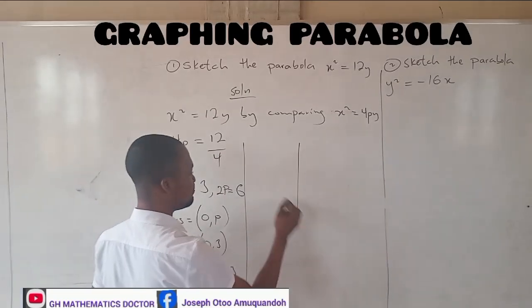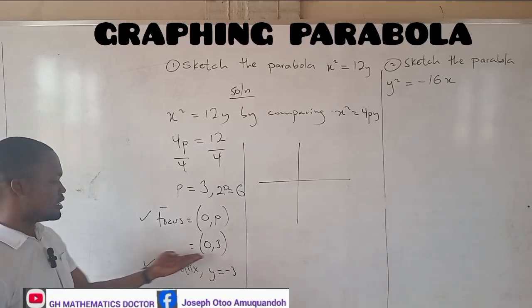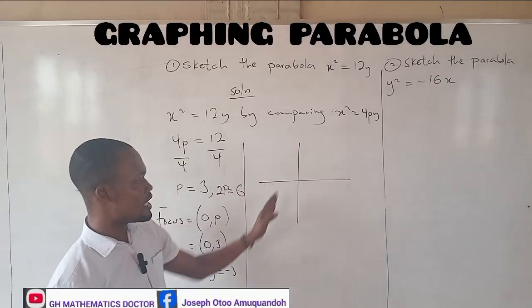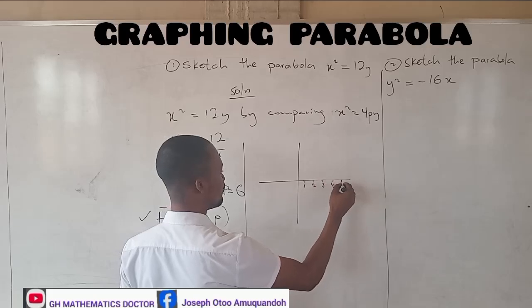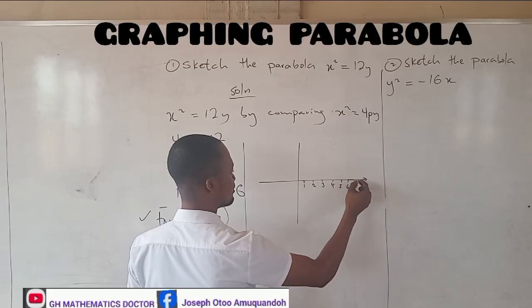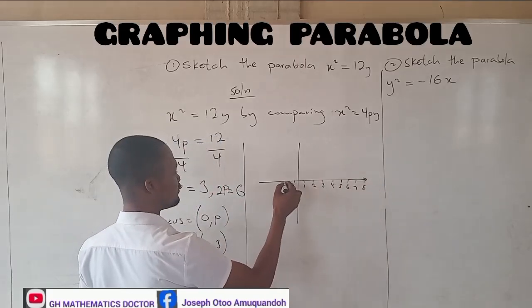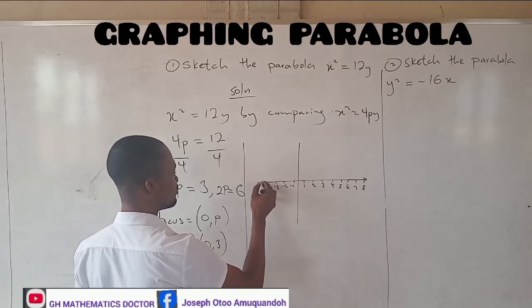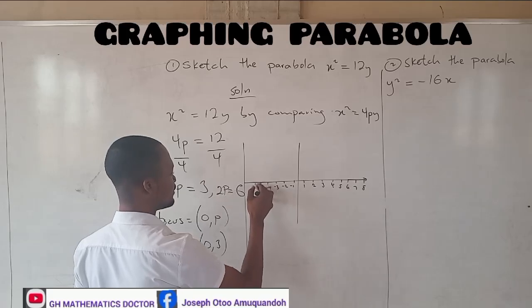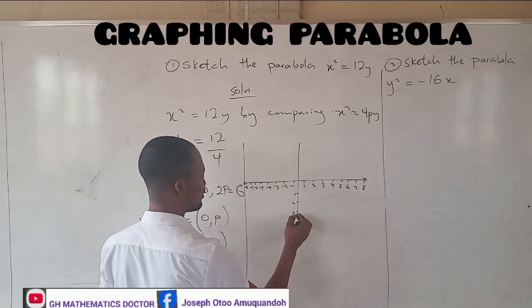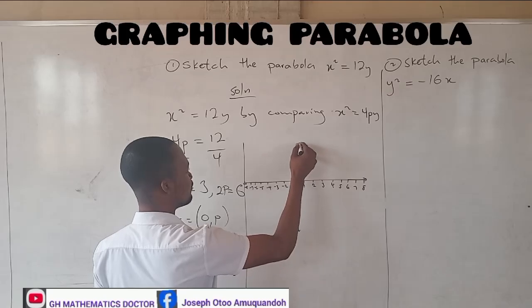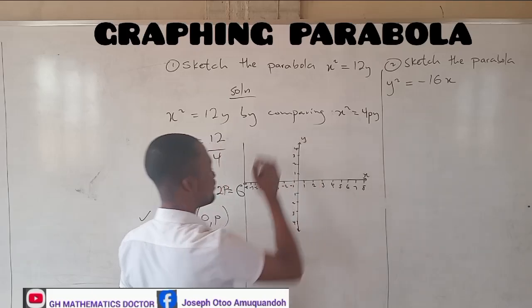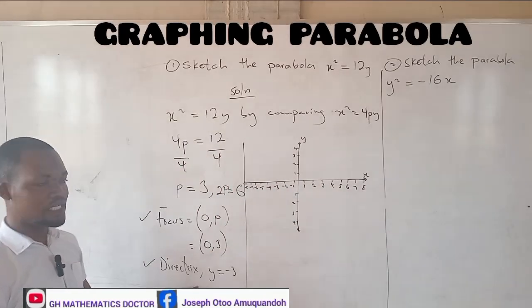So we draw our Cartesian plane, and our focus is (0, 3). Before that, let's number our axes. So we have 1, 2, 3, 4, 5, 6, 7, 8. Negative 1, negative 2, negative 3, negative 4, negative 5, negative 6, negative 7, negative 8. Then 1, 2, 3, 4, and 1, 2, 3, 4. This is our x and this is our y. We need these numbers to represent our coordinates properly on the Cartesian plane.